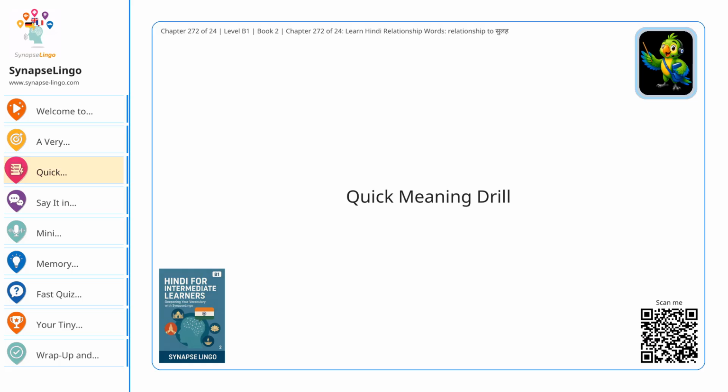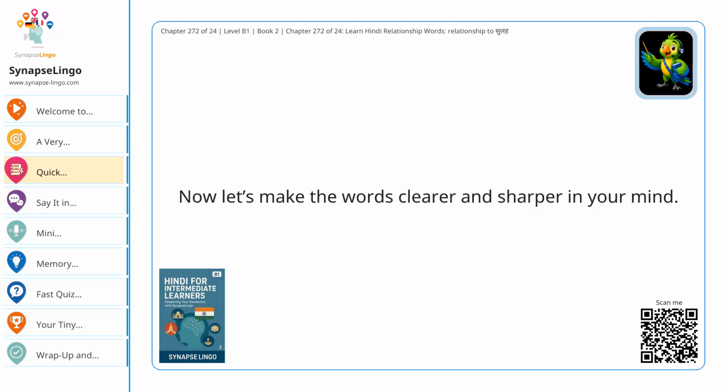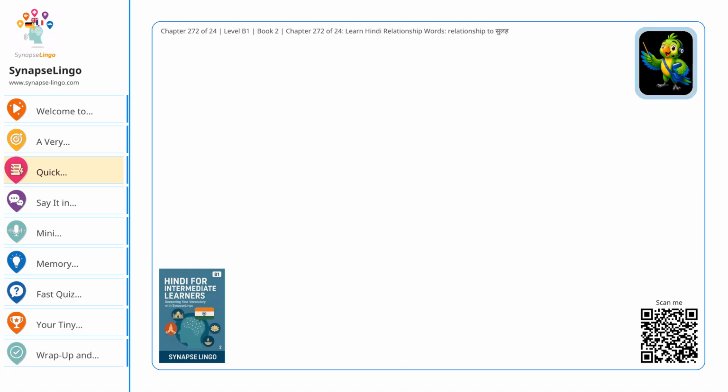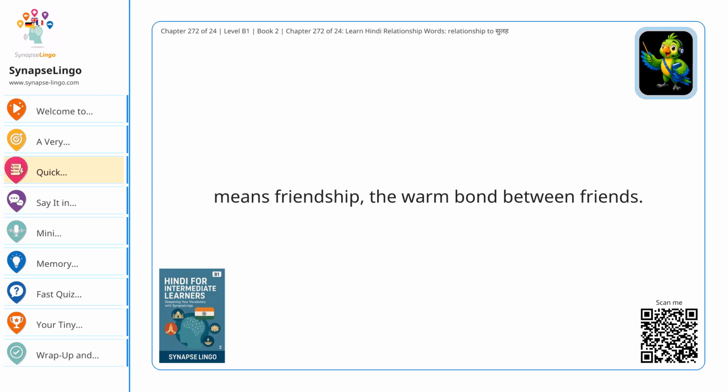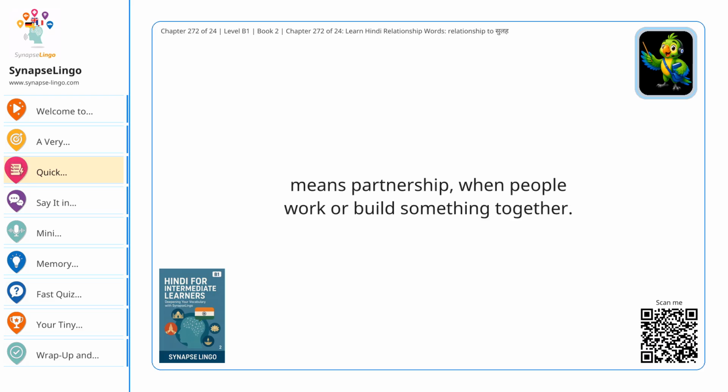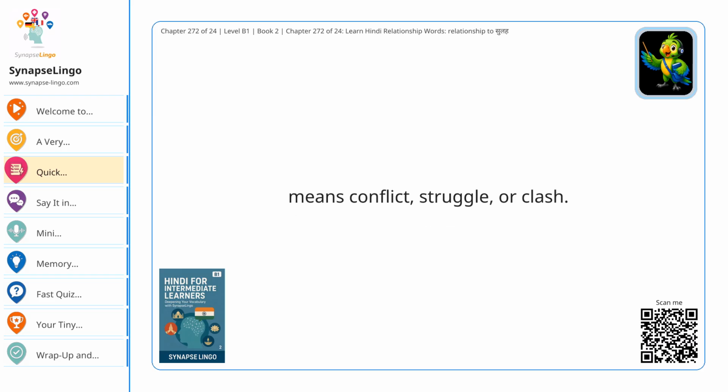Quick meaning drill. Now let's make the words clearer and sharper in your mind. Short, direct, and zero boring lectures. संबंध is a relationship, any meaningful connection between people. मित्रता means friendship, the warm bond between friends. साझेदारी means partnership, when people work or build something together. संघर्ष means conflict, struggle, or clash.